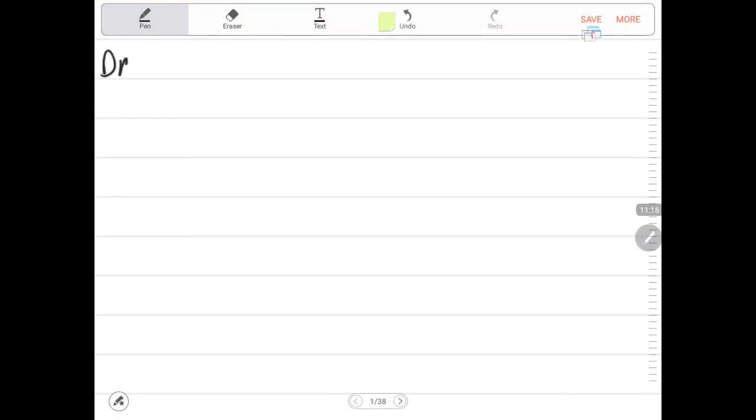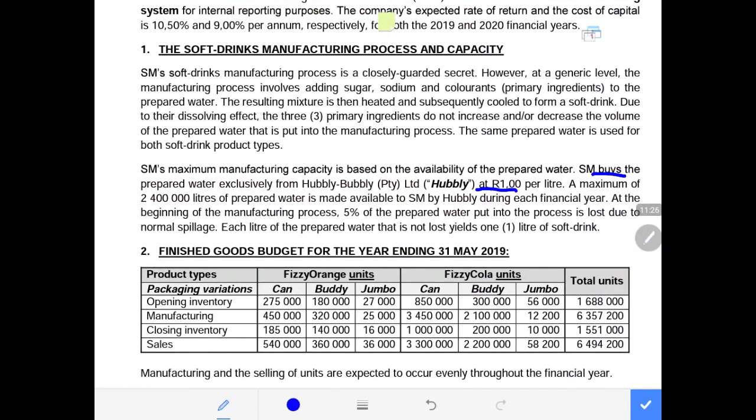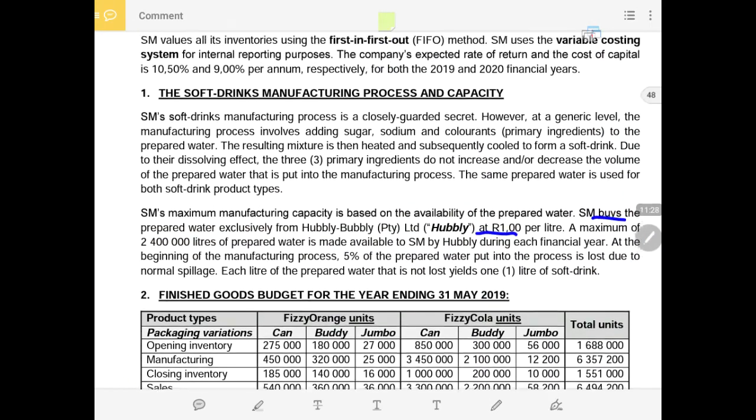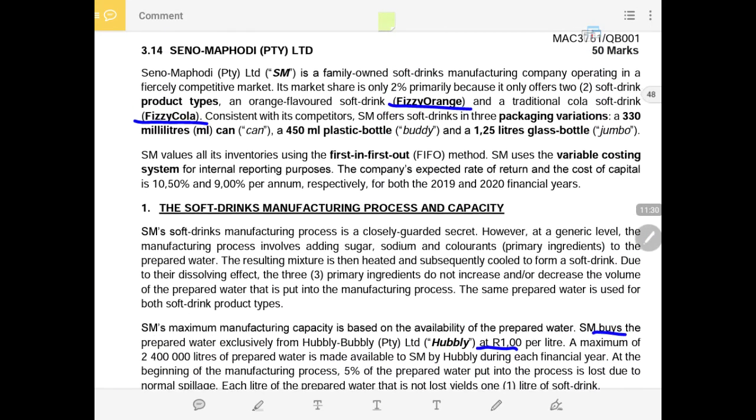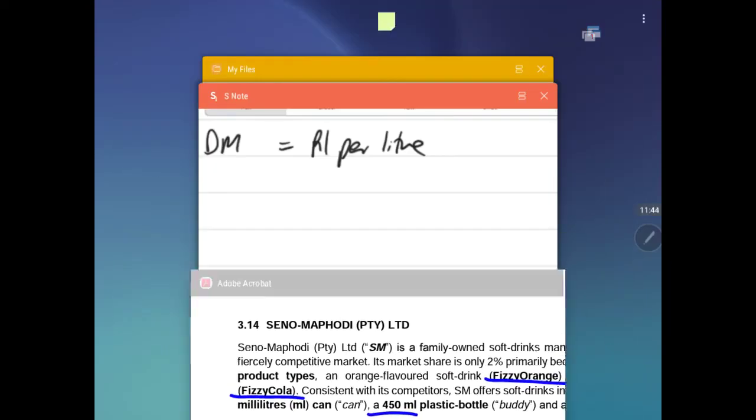The direct material is equal to R1 per liter. And remember, the R1 per liter is not per unit because we produce three product variations. When I'm saying three product variations, that means it will be 330 milliliter, 450 milliliter, and 1.25 liter. So now if we need to know the prepared water cost per unit, let us go there.